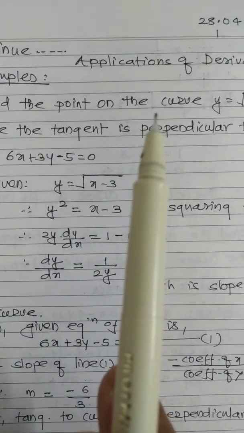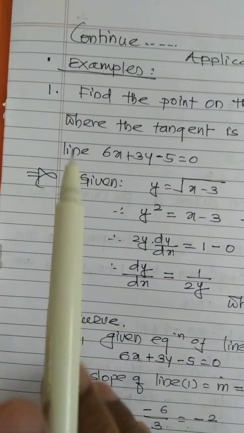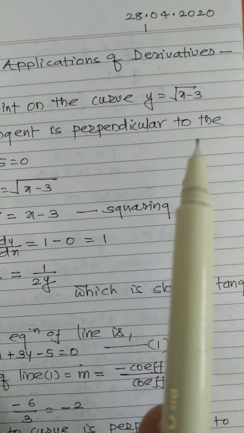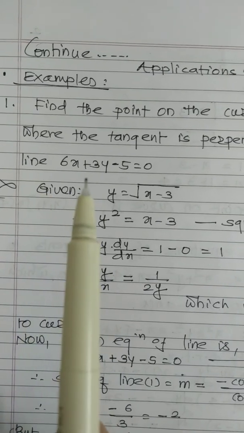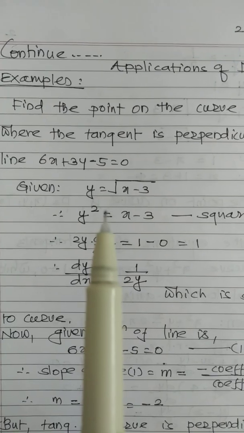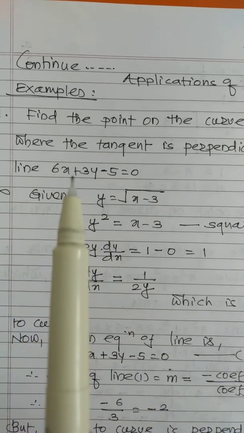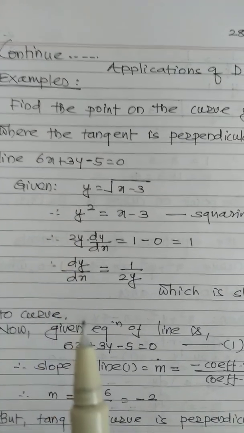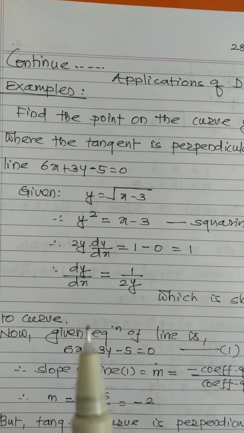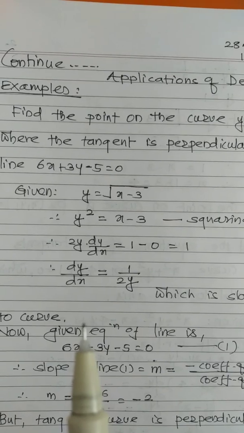Find the point on the curve y equals square root of x minus 3, where the tangent is perpendicular to the line 6x plus 3y equals 5. So the meaning of that is, the tangent is perpendicular to this line. As far as slopes are concerned, slopes are negative reciprocals of each other.